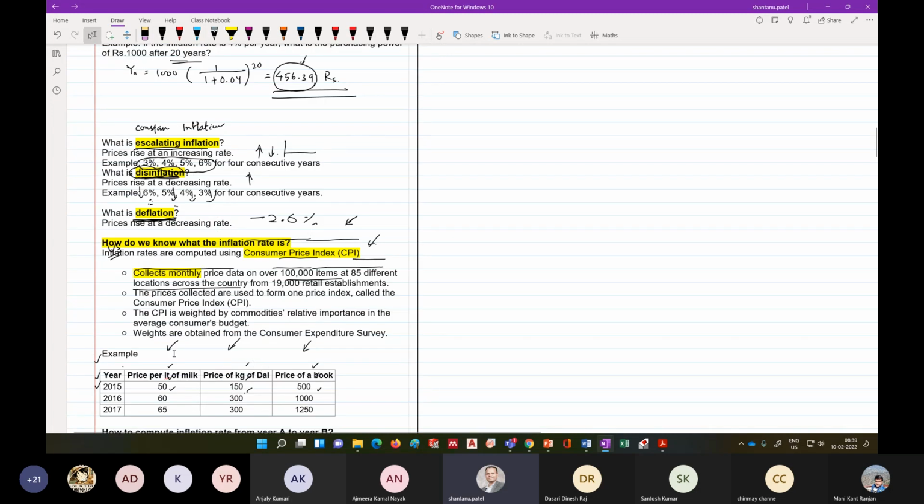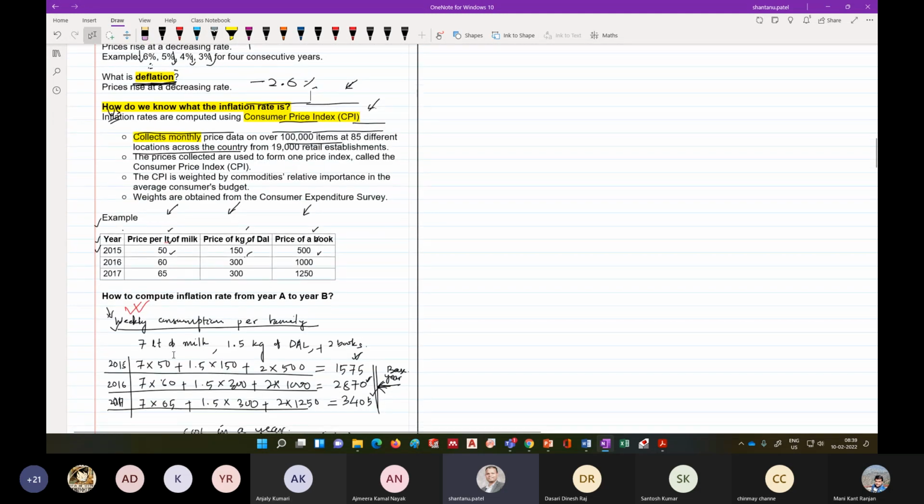If you missed this, let's quickly see this example here. It is pretty simple. In a particular week, or per month, if we are calculating this inflation, per month how much we are spending, or per year. The total amount we are spending in a particular year, that we calculate, and then we take some year as a base year.